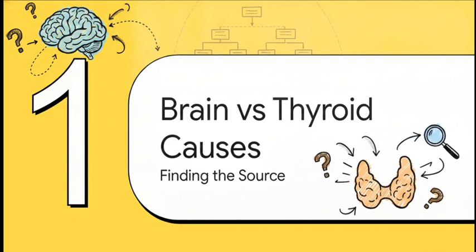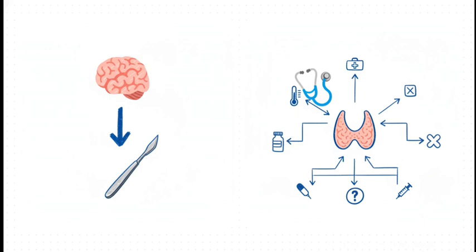All right, part 1, brain versus thyroid causes, or finding the source. We have to start at the very top of the decision tree to answer the most critical first question. Where is the problem actually originating? If the cause is central, meaning the source of the hyperthyroidism is located all the way up in the brain, the medical tree gives a definitive, immediate answer. The treatment is surgery. Central causes are usually TSH-secreting pituitary adenomas.